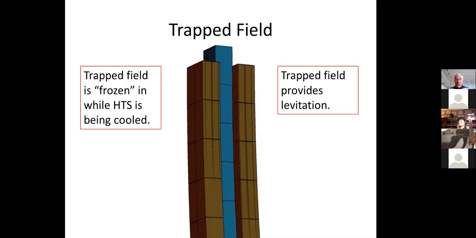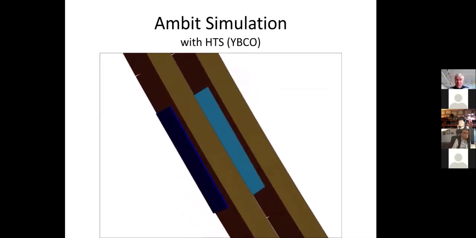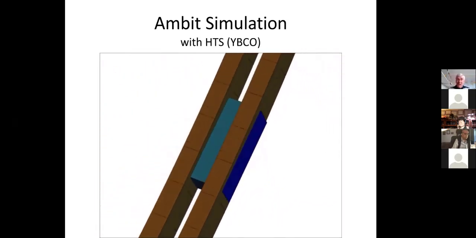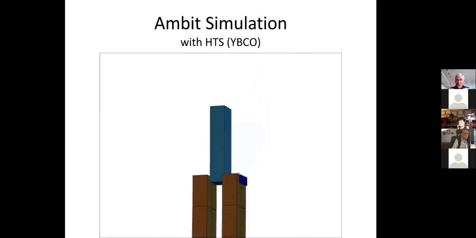You've got the mirror field, which is making it stable, and you've got the trapped field, which is frozen in and is providing the levitation. So in the simulation, you see there, you can see how the mirror field moves with the bolt, but the levitation is needed because we're going round a bend as the ambit does, and make sure that the bolt does not fall out, does not fly out, but emerges from the other end as required. And the HTS we're using is YBCO. There are others, but that happens to be the most suitable for this application. So that's how the ambit works.